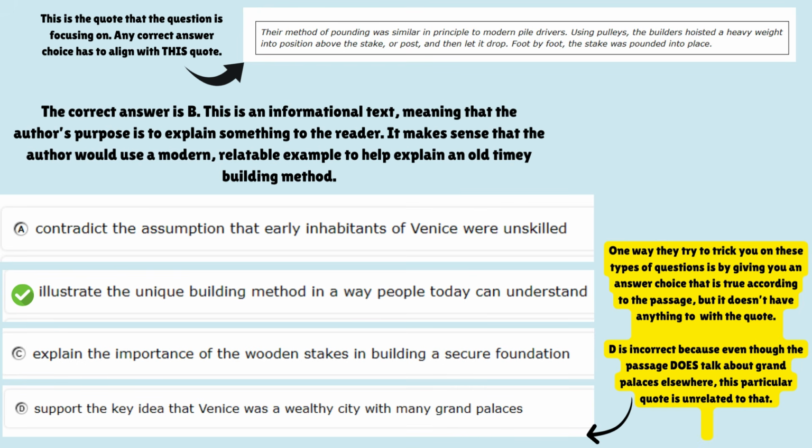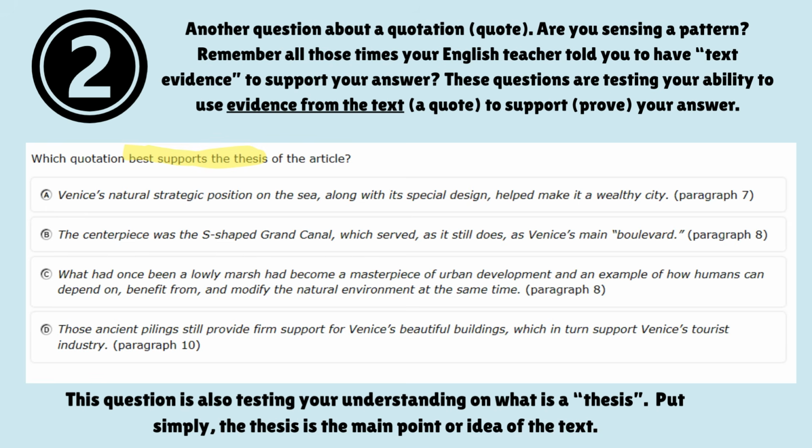Let's move on to question 2. And here we have another question about a quotation, fancy word for quote. Are you sensing a pattern? Remember all those times your English teacher told you that you have to have text evidence to support your answer, to the point that those words, you just became numb to them because you heard them all the time. Text evidence, quote, text evidence, quote.